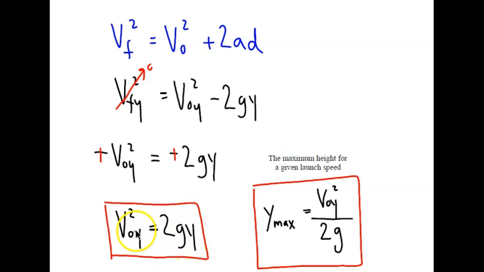If we knew the height, we could determine what initial speed it was, or we can determine how high it will go based on an initial velocity, and that's what we have here. By dividing 2g under the Voy squared, we have the y max formula. The maximum height for a given launch speed is equal to the square of the vertical launch speed divided by double gravity. Let's take a look at an example.